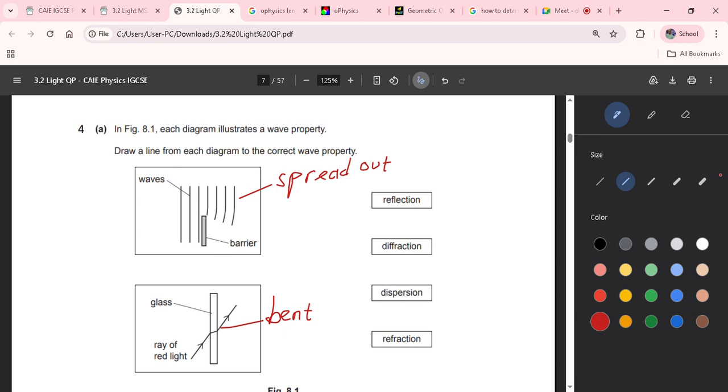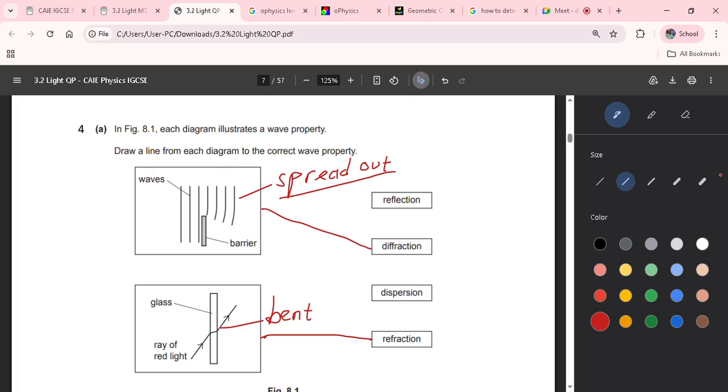Remember that the spread out of light, the spread out of wave, is called diffraction, and the bending of light or the bending of wave we call refraction, right? This belongs to the refraction. Because this is spread, right?